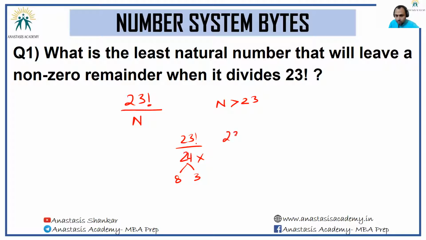Similarly, when you have 23 factorial by 25, this breaks down into two fives, and 1 into 2 into 3 into 4 into 5 and 10 and 15 and 20, you get fives there. As long as you keep dividing by composite numbers, your purpose will not be served. So check the next prime number. The next prime number after 23 is 29. Divided by 29, this will definitely not be divisible. Therefore, the answer to the question is 29.